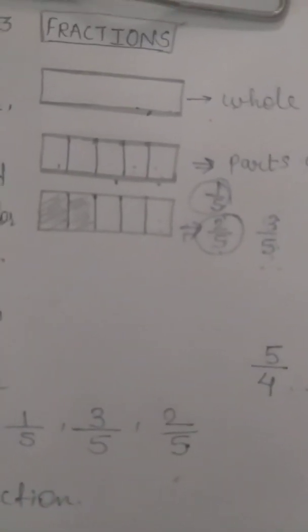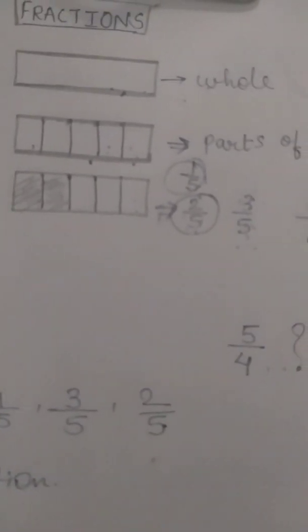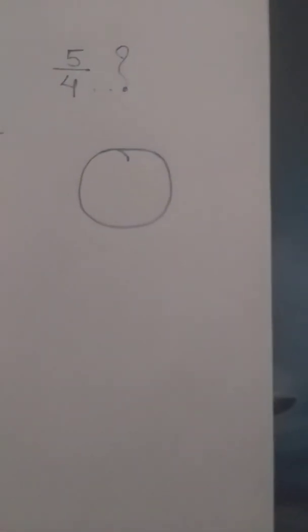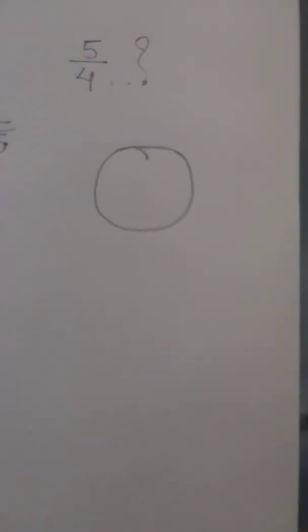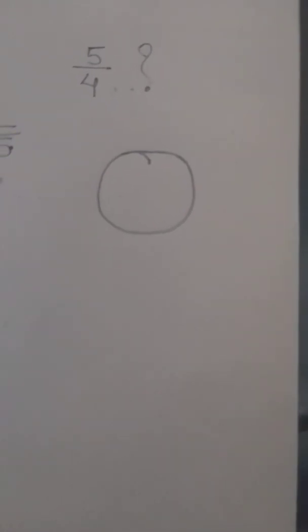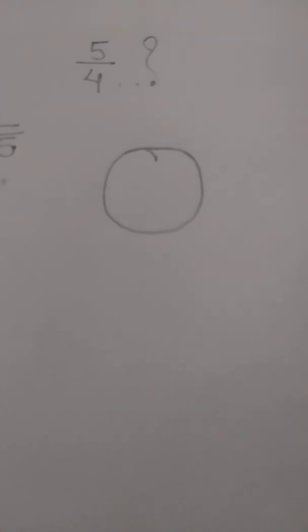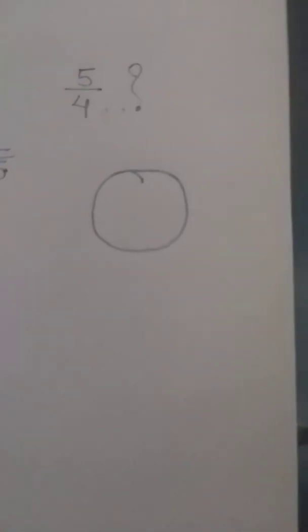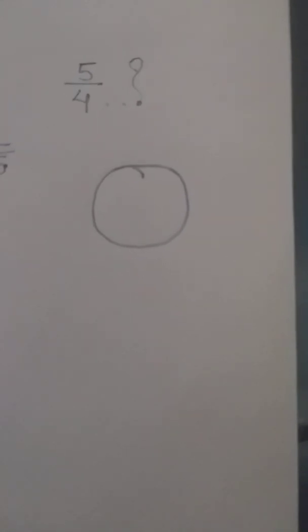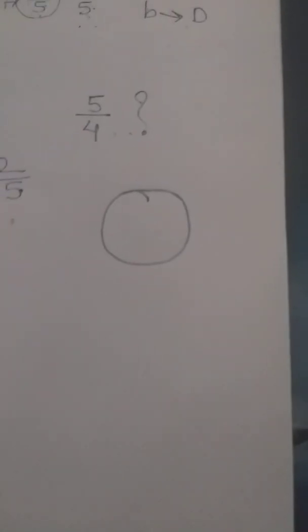In a proper fraction, we select a few parts out of many parts. See, a few parts, that is 1 part out of 5, or 2 parts or 3 parts out of 5. But how will we understand the improper fraction? 5/4, how do we understand this? Look at this plate I have drawn.